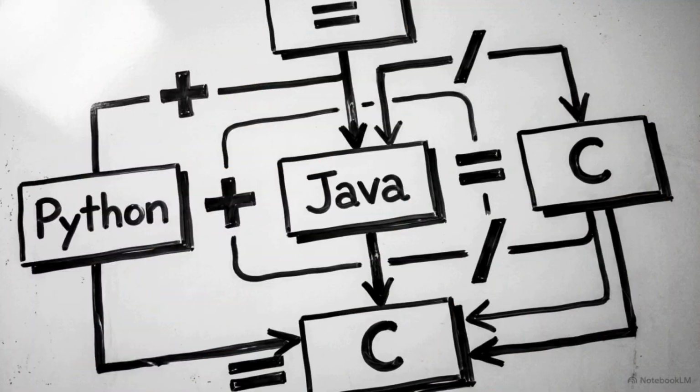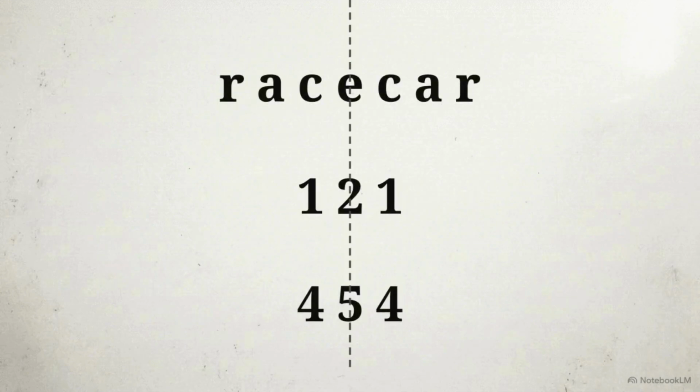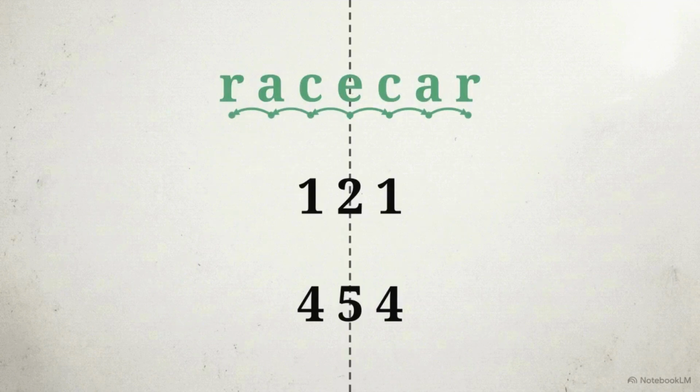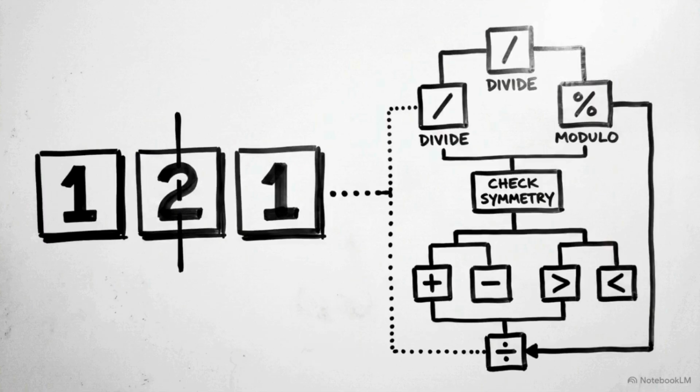Every programming language shares a core set of mathematical principles. Learning these patterns allows you to solve problems regardless of the specific software tools you use. A palindrome is a sequence that reads identically forwards and backwards. This applies to words like race car, but the same logic holds for numbers like 121 or 454. To build a program that identifies these numbers, we must translate this visual symmetry into a repeatable mathematical test.